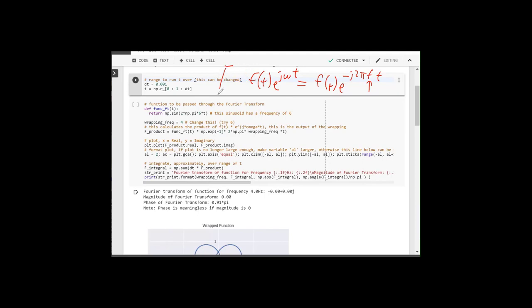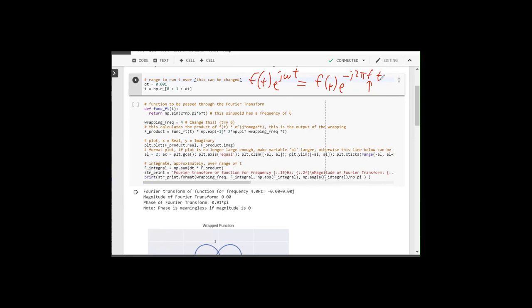Right, this omega is just 2 pi f. And this f is the frequency of interest that we're probing to calculate what this expression looks like. Now, this is called a wrapping frequency. And it'll make sense why.